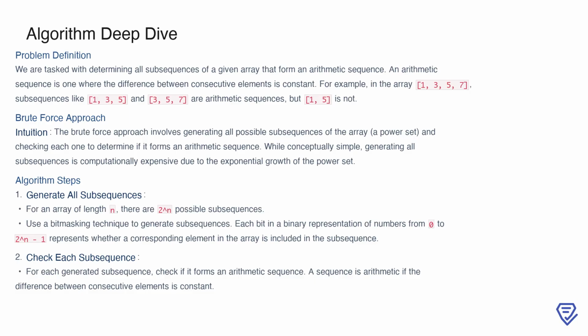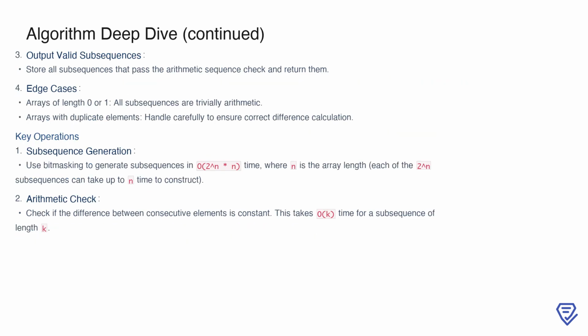Once the subsequences are generated, the next step is to check each one to see if the difference between consecutive elements is constant, which confirms it as an arithmetic sequence. The final step in this brute force approach is to output all the subsequences that pass the arithmetic sequence check. These valid subsequences are stored and then returned as the result.